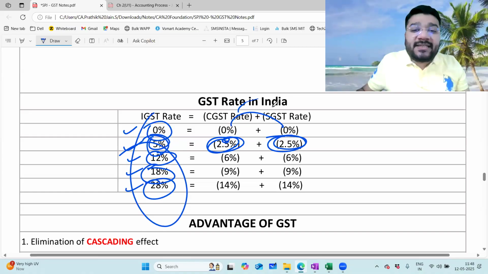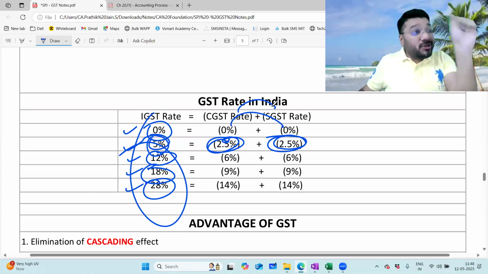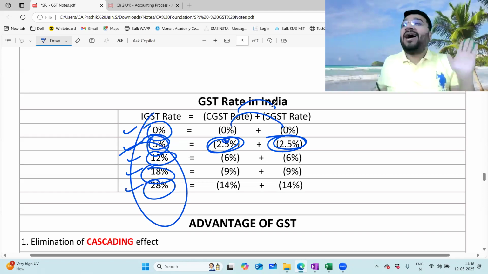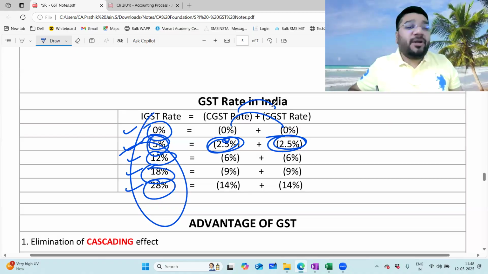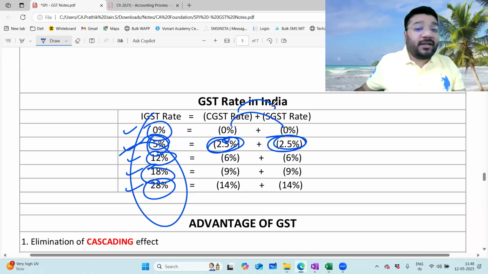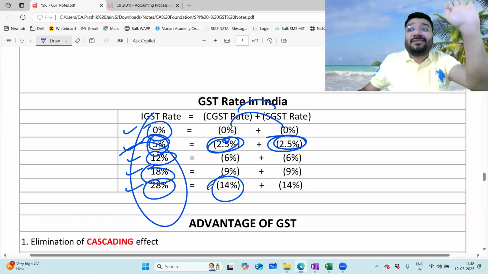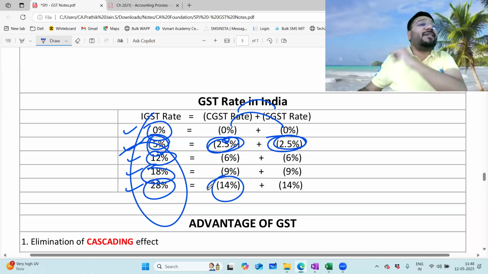So whenever CGST and SGST are coming, it's not two tax rates. The original tax rate is broken down into half. So 5's half is how much? 2.5, 2.5. 12's half is 6 and 6. 18's half is 9 and 9. 28's half is 14 and 14. So 14 is not a rate. 14 is half of the original rate.